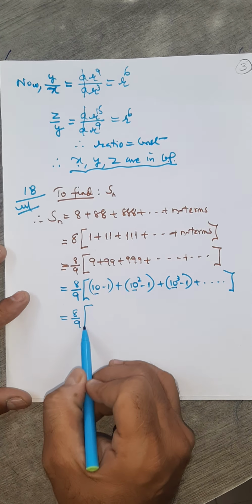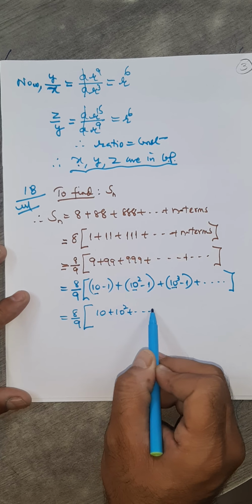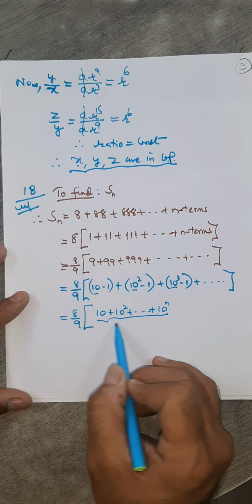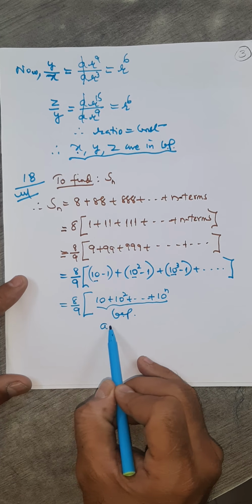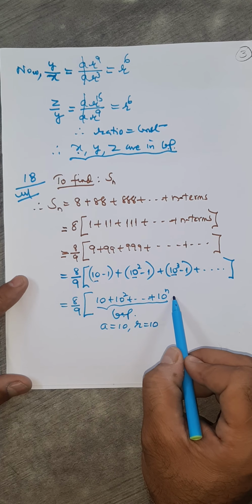So 8 by 9 outside as it is. So 10 plus 10 square and so on. For how many terms? n terms. So 10 raised to n. This is GP. You must have noticed the first term is 10 here and the common ratio is also 10. This is a geometric progression.